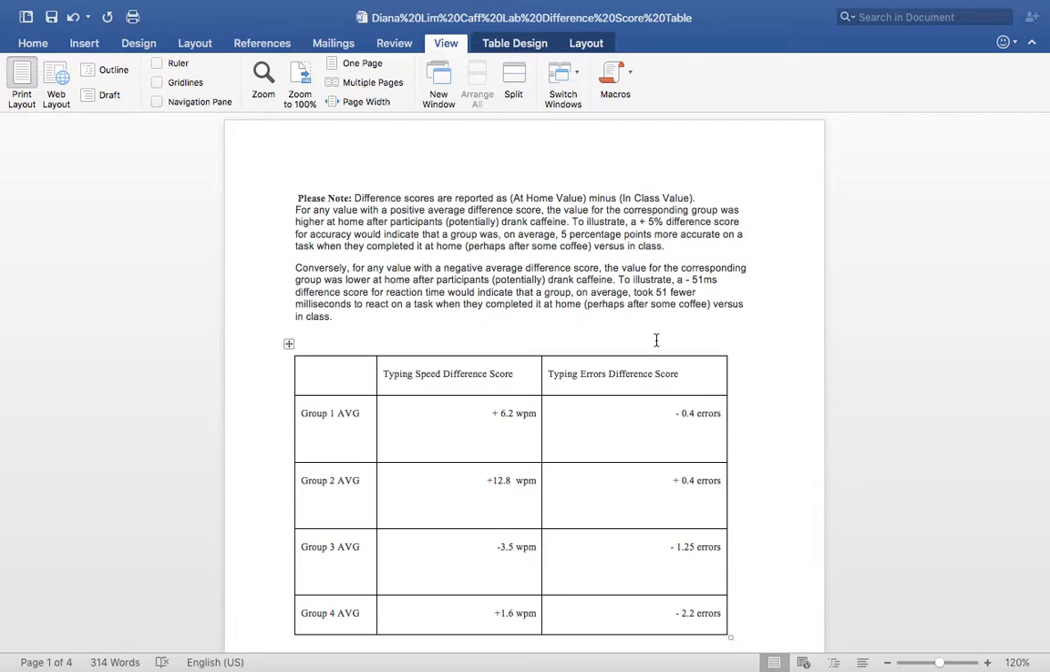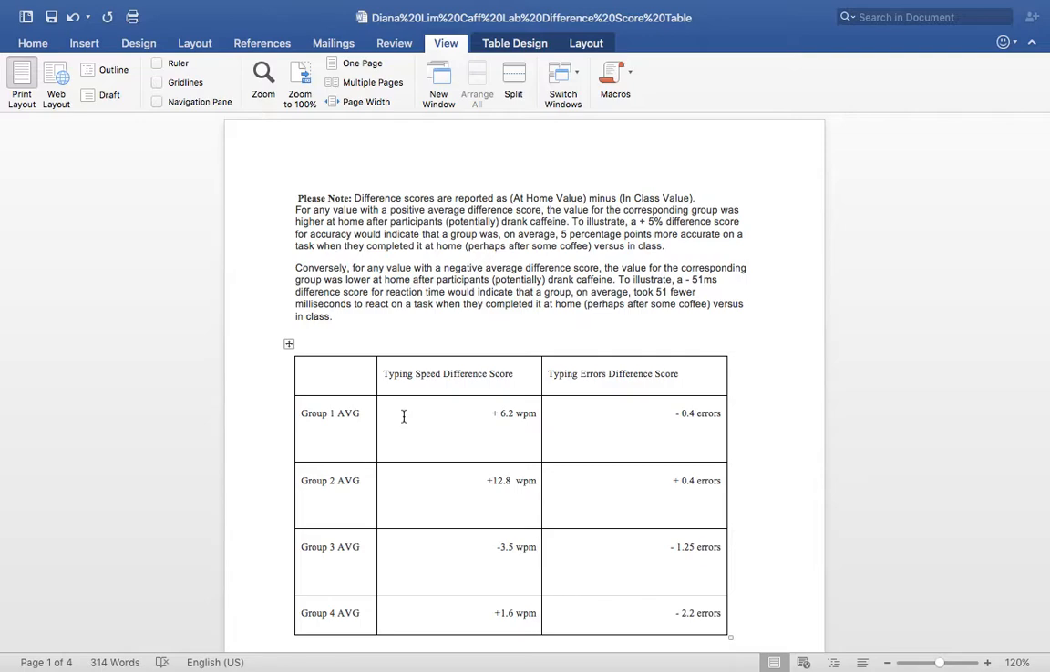To illustrate, a 5% difference score for accuracy, or a positive 5% difference score, would indicate that a group was on average 5 percentage points more accurate on a task when they completed it at home. And the converse is true for a negative value.